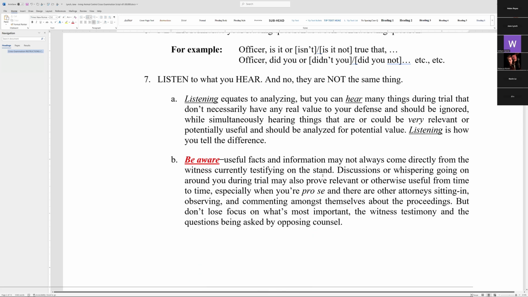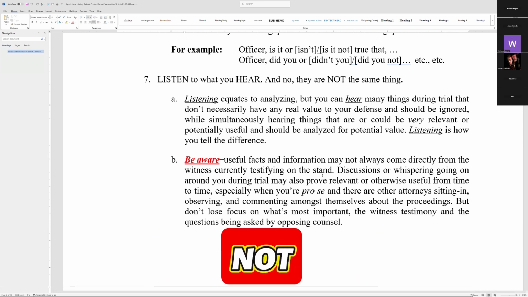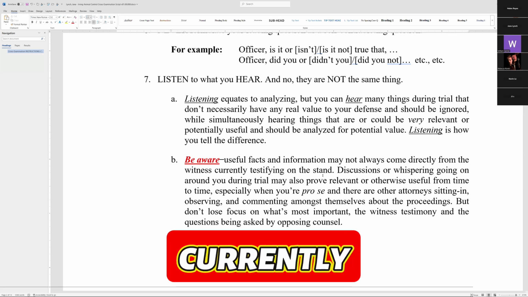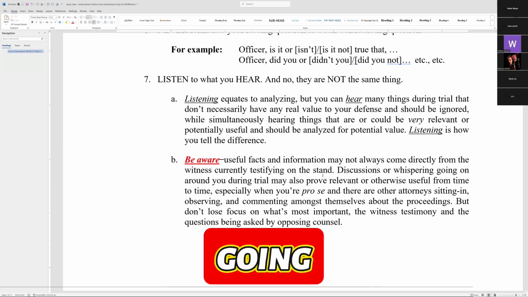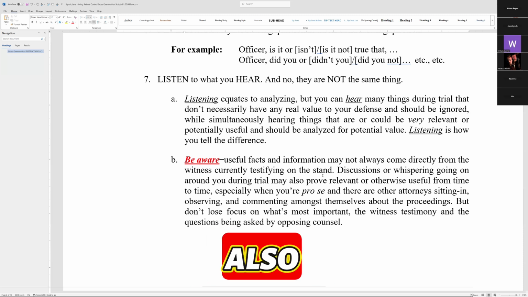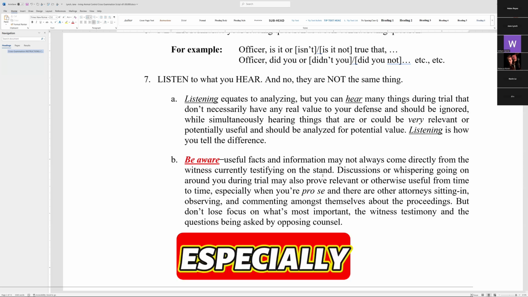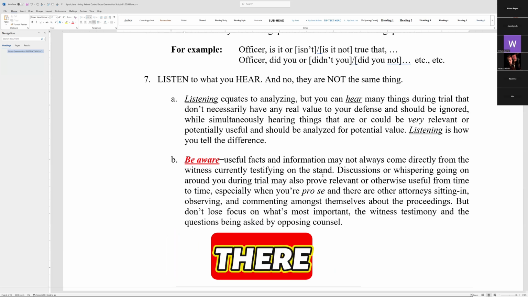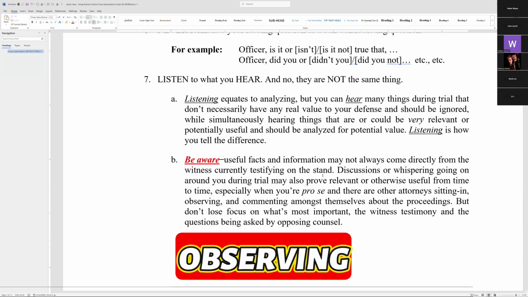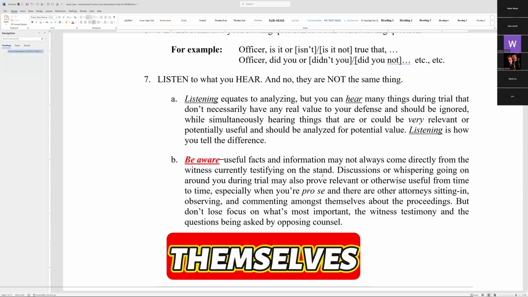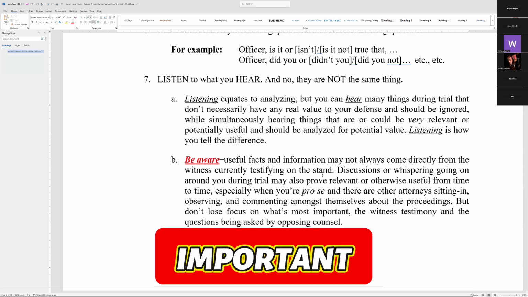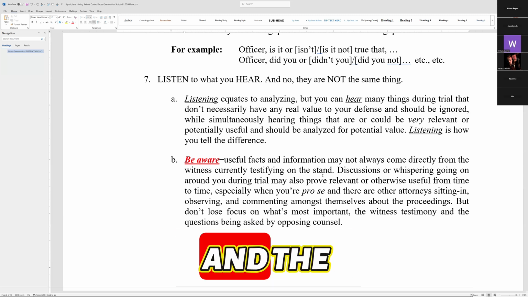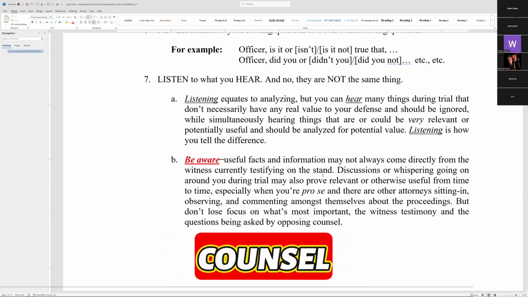Be aware, useful facts and information may not always come directly from the witness currently testifying on the stand. Discussions or whispering going on around you during trial may also prove relevant or otherwise useful from time to time, especially when you're pro se and there are other attorneys sitting in, observing, and commenting amongst themselves about the proceedings. But don't lose focus on what's most important: the witness testimony, and the questions being asked by opposing counsel.